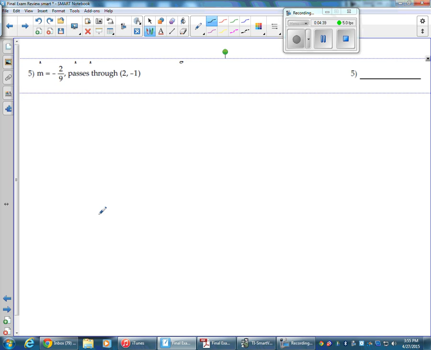Now we're finding equations of lines. So what you have to remember is y equals mx plus b. You need 2 things to know the equation of a line. You need to know the slope, which they give me, so I'm a little ahead there, and then I need to know the y-intercept, which is b.